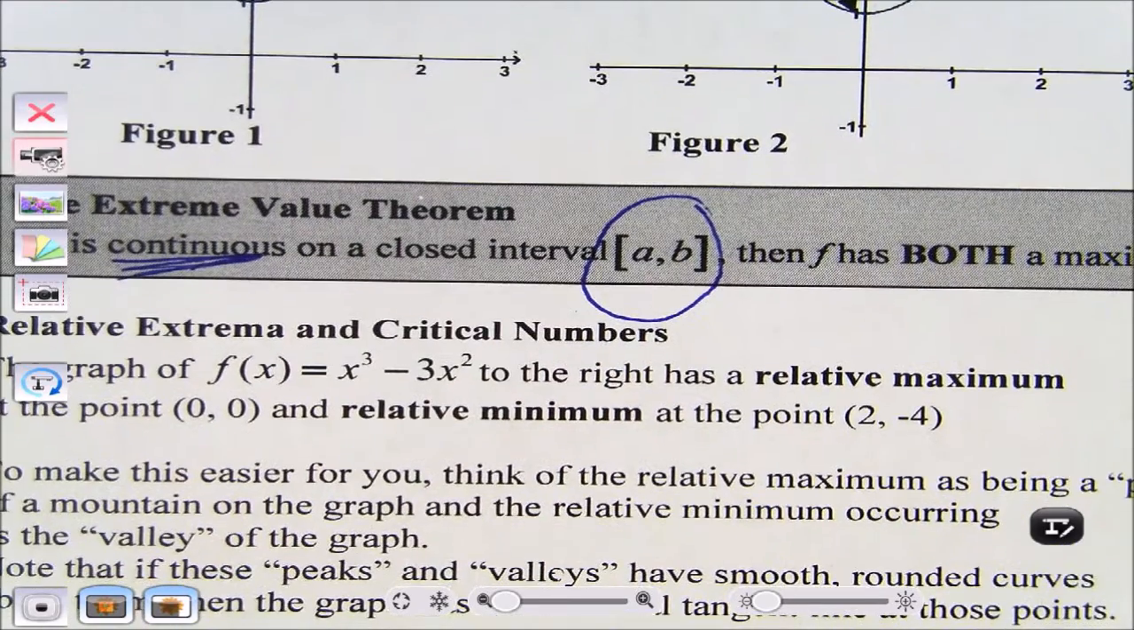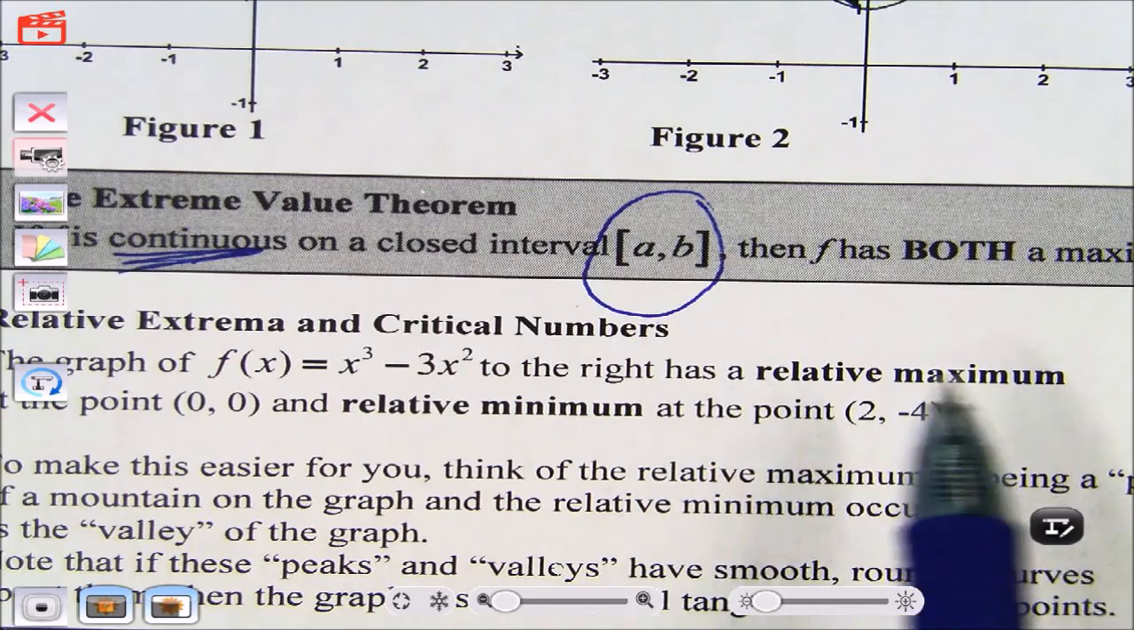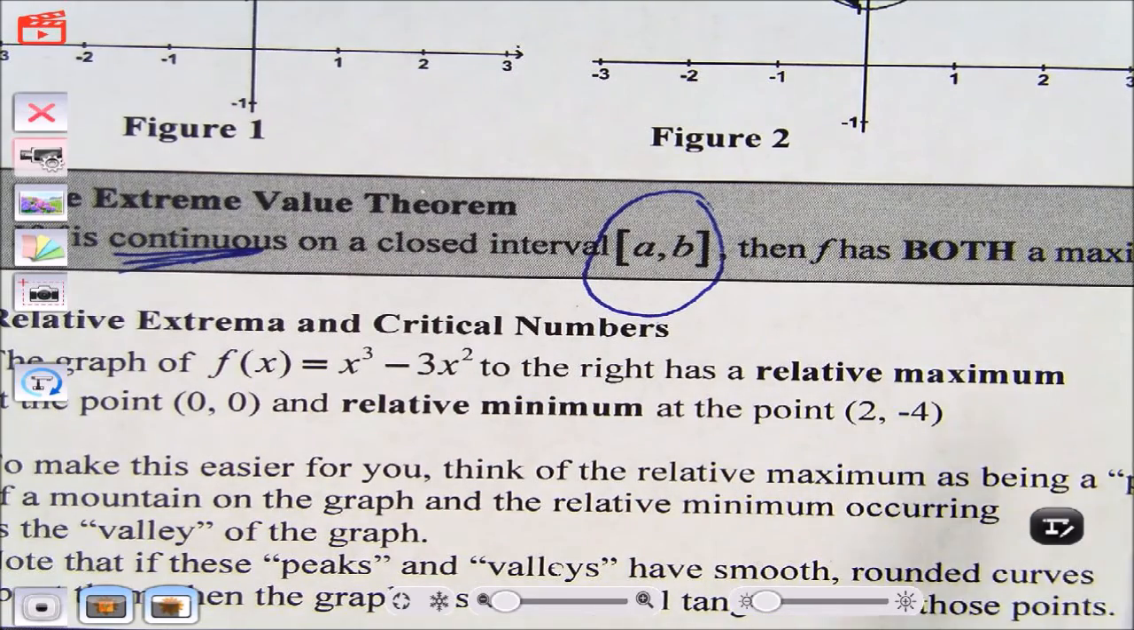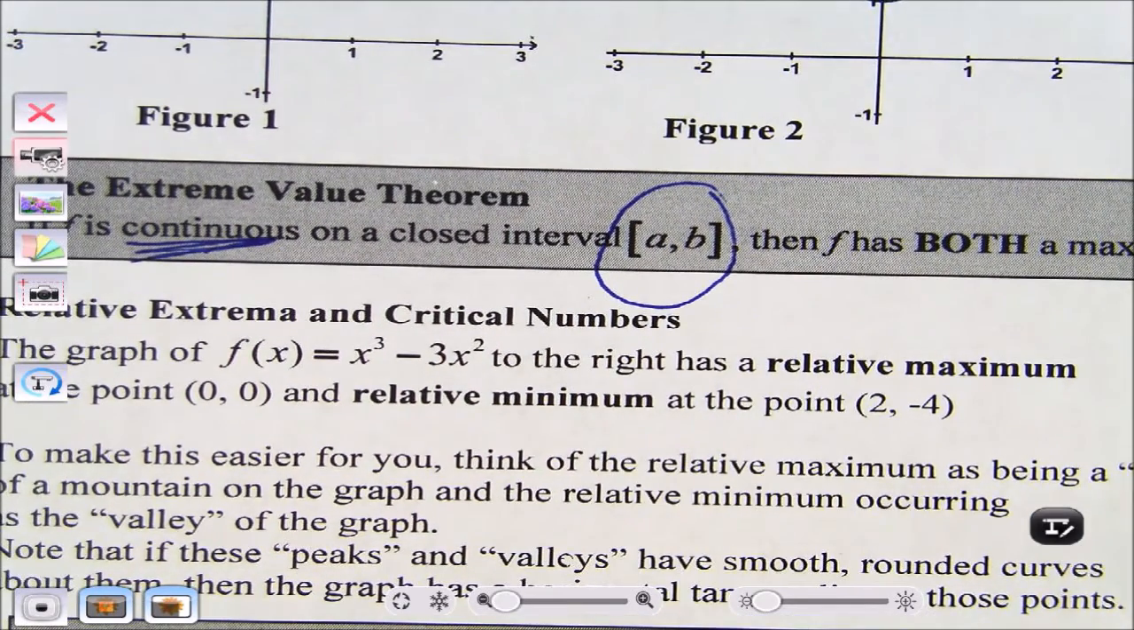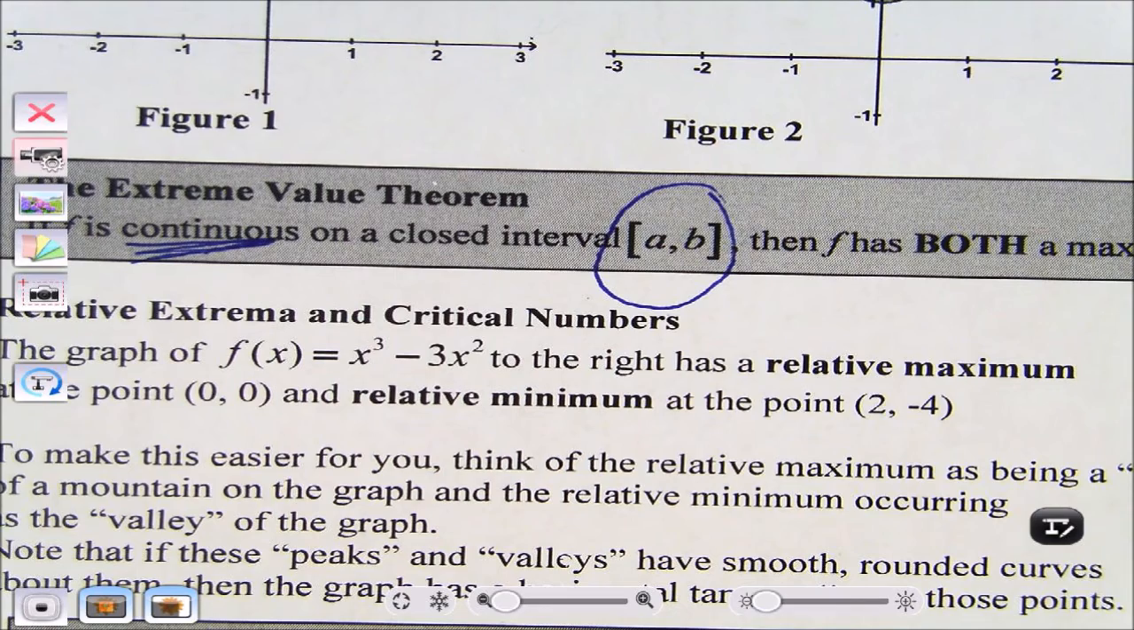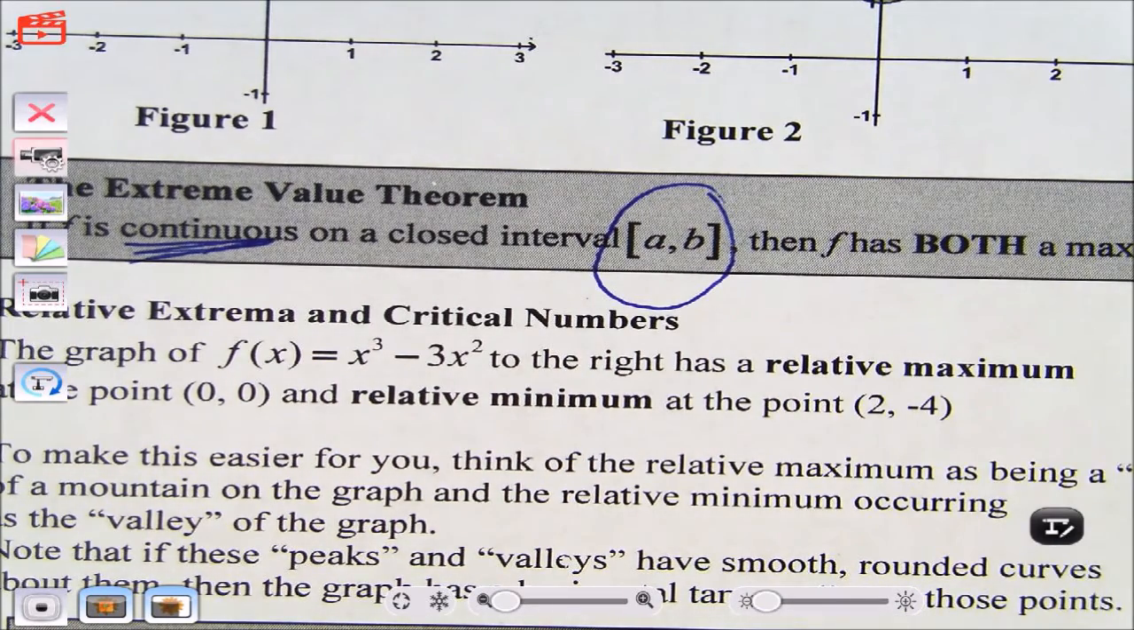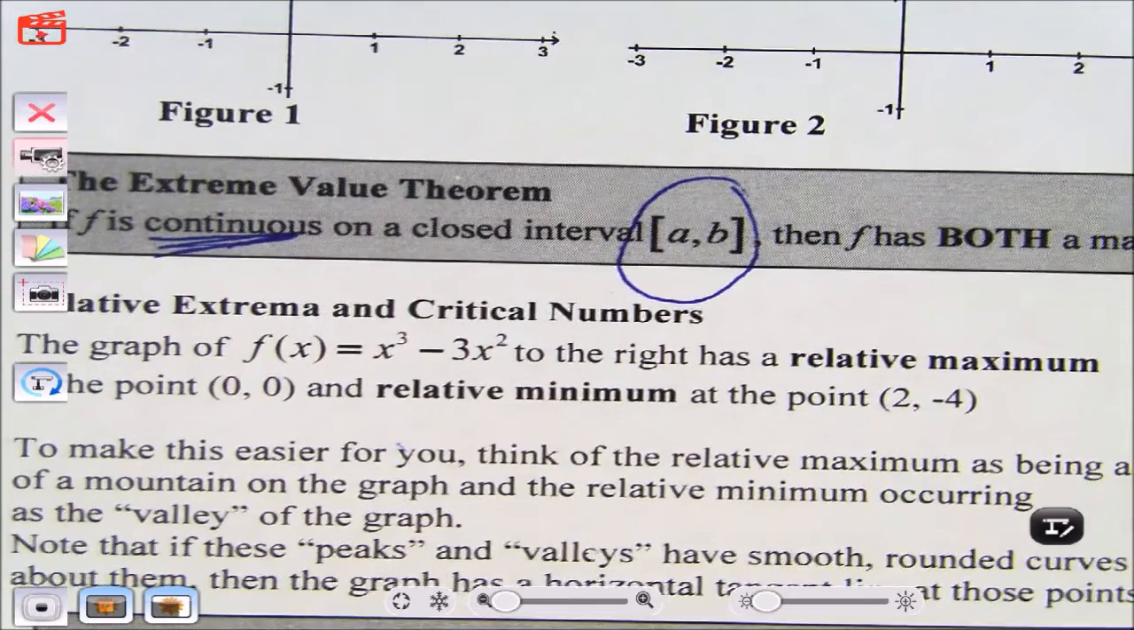Critical numbers. A critical number is when the derivative is either zero or undefined. A critical number is the x value where the derivative is zero or undefined. Does that say that in here? No. I don't know why they didn't. They talk about critical numbers and they don't tell you what it is.